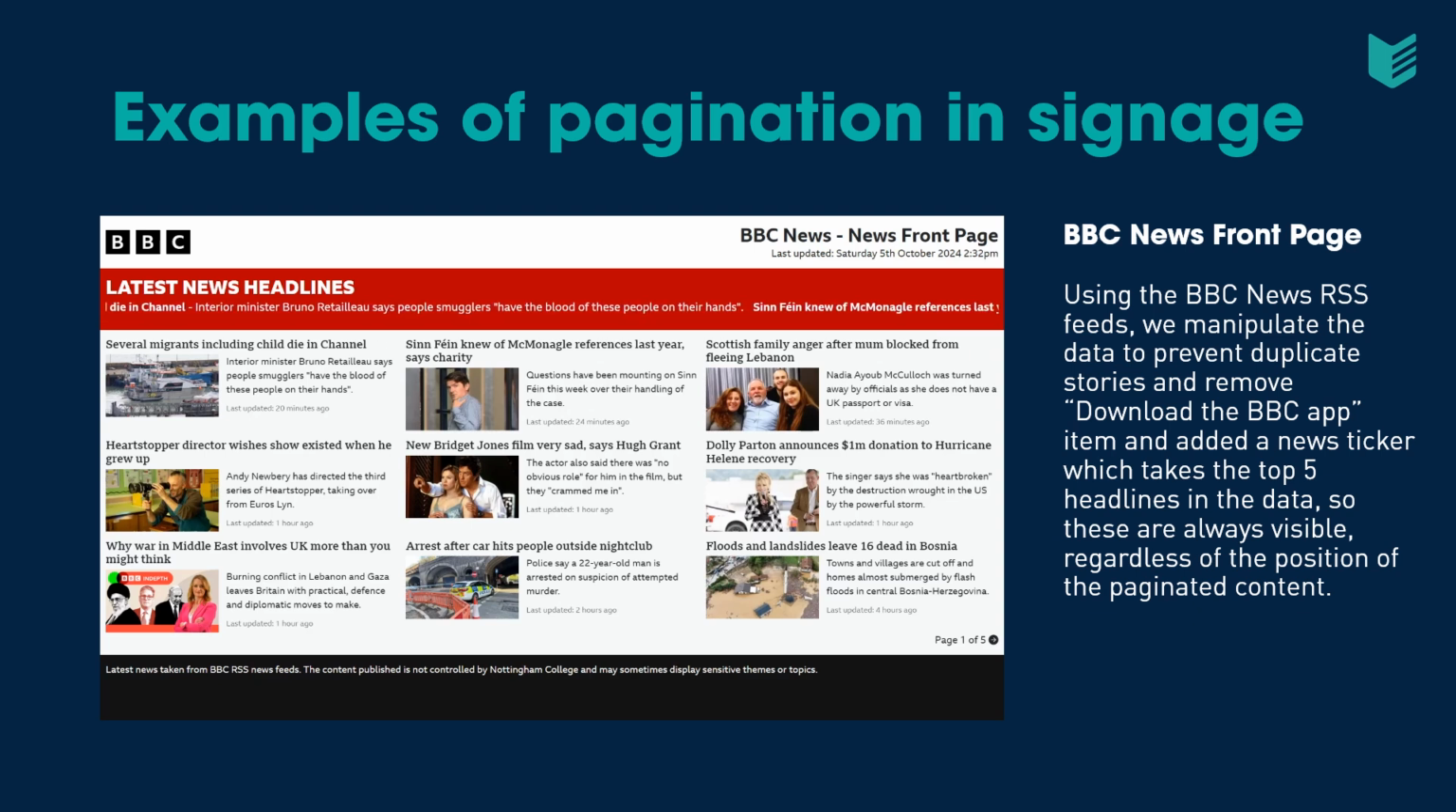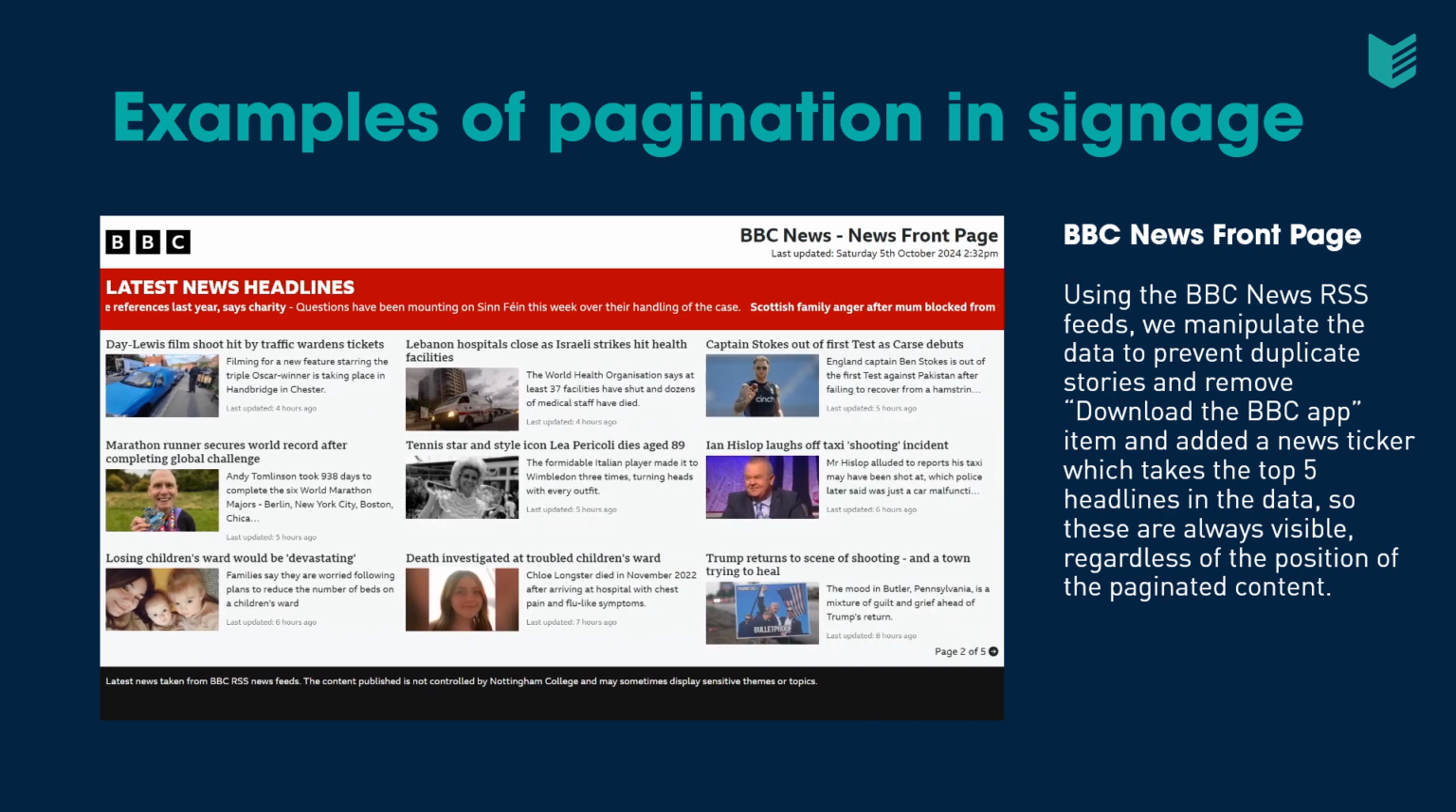Another example of pagination is the BBC News front page app that we built. We're using the RSS feeds we mentioned earlier. We're doing a bit of manipulation to stop duplicate stories coming through, because the RSS feed has some interesting behavior where an update to a story sometimes creates a new entry, so it creates a duplicate. We also cheekily removed the "download the BBC app" callout that they stick in their RSS feeds. I mean, they're entitled to, but we stripped it out.